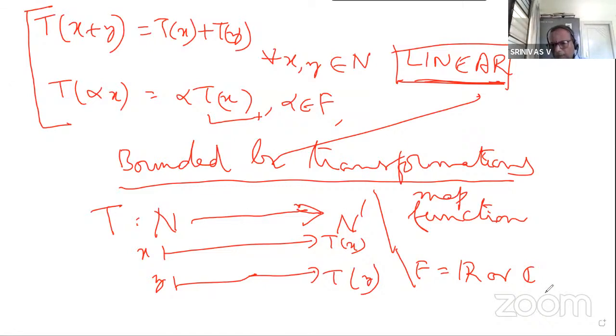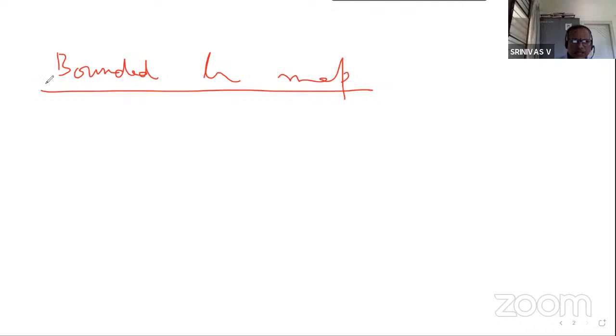Now, let us move to the boundedness property. I want to talk about bounded linear maps, or bounded linear transformations. The question is, do we have linear maps which are not bounded? First, let us look at some simple examples of linear maps. So we want to give examples of linear maps.